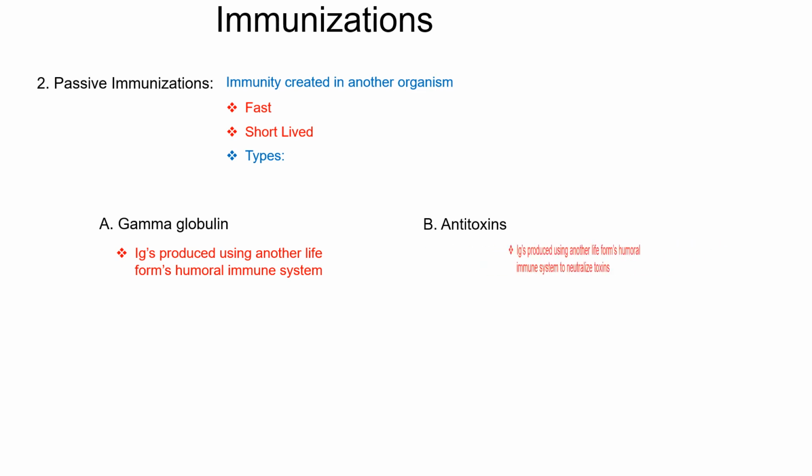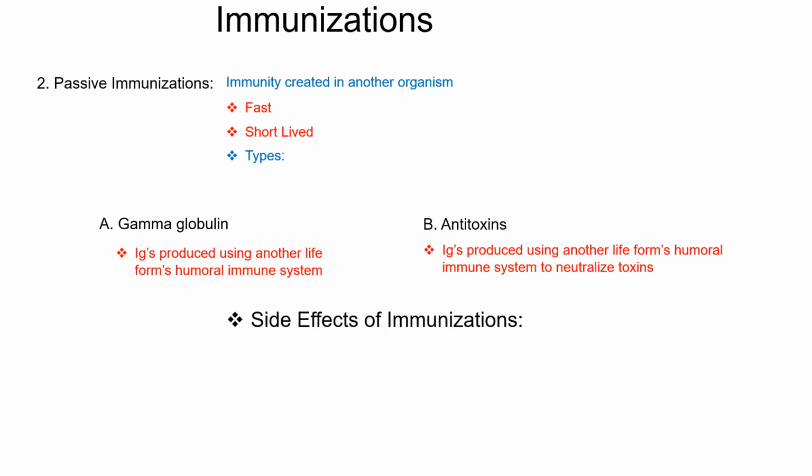And a good example of this is when we look at the immunoglobulins produced in another life form that we will use to neutralize toxins that get into us. And a good example of that is when we're talking about snake bite. Now, when you're bitten by a snake, that's a poison that's put into you. The problem with an antitoxin, it's very specific. Remember, locks and keys.